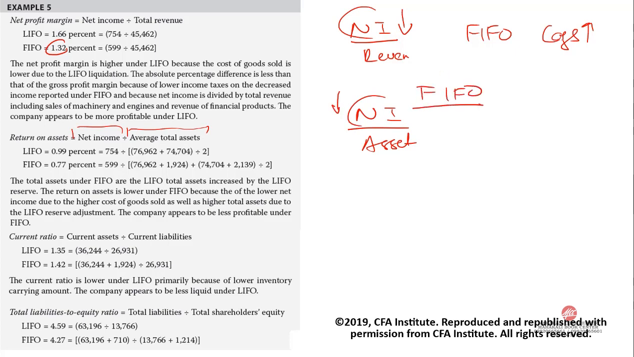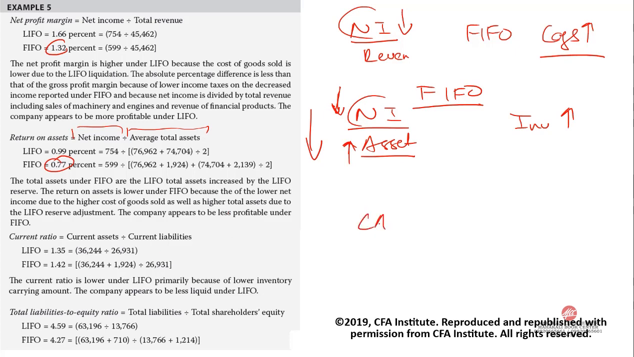Why is net income lower? Because cost of goods sold was higher, and assets are higher under FIFO because inventory was higher because of the LIFO reserve. So both of these effects are lowering this ratio down. Net income is going down, the numerator is going down, the denominator is going up, so the ratio goes down with it.